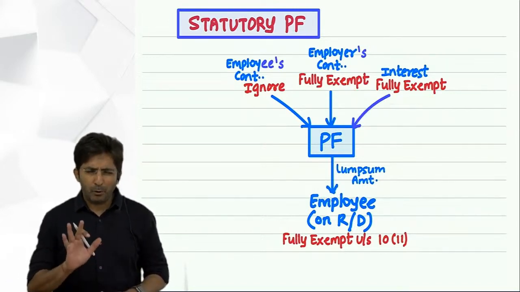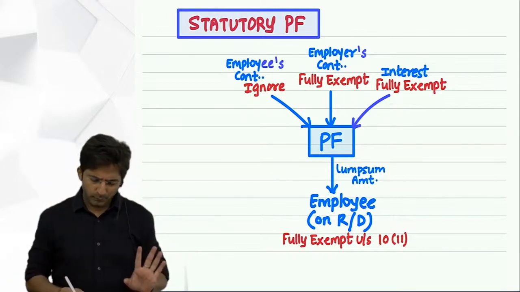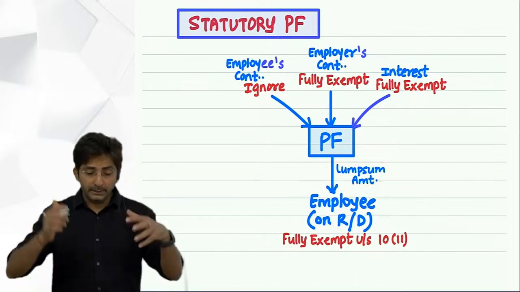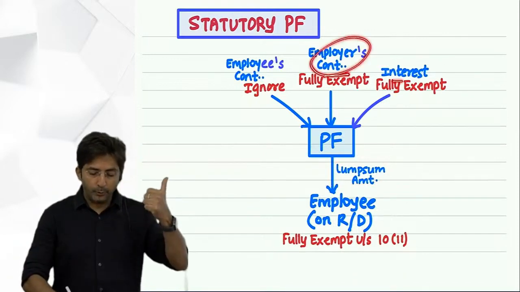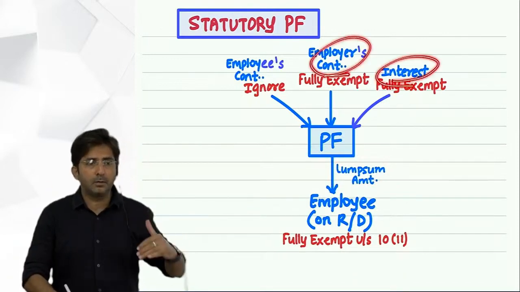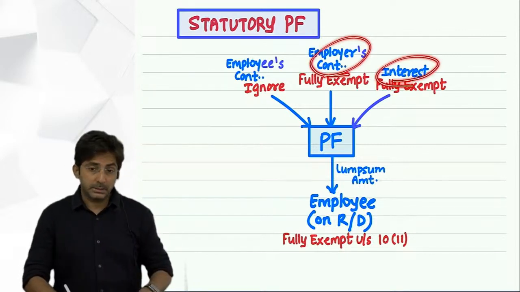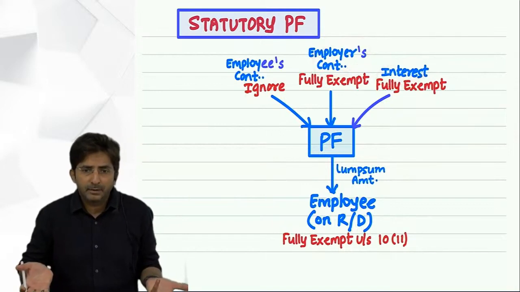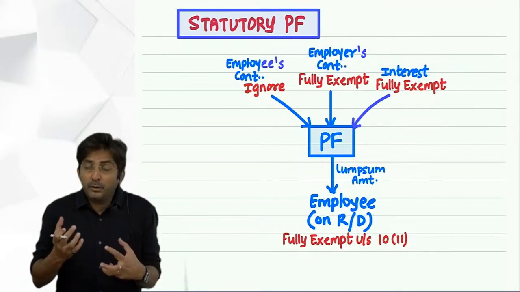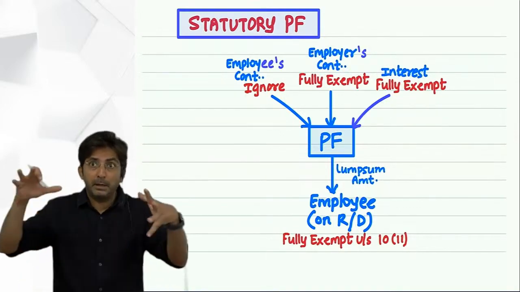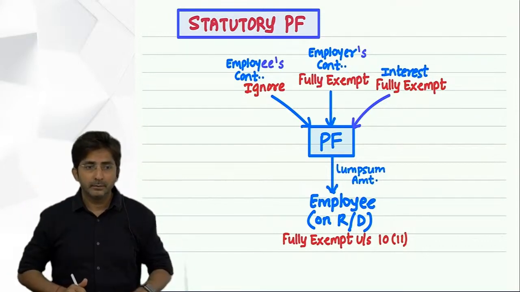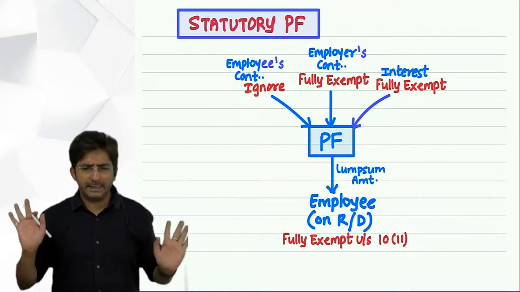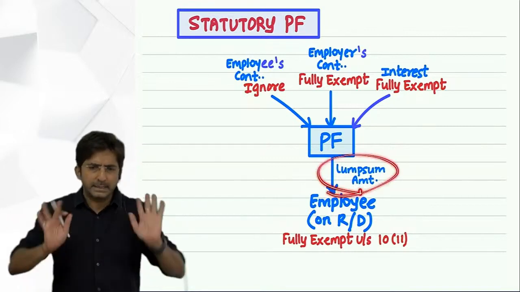But I would prefer not to write 10(11) everywhere. For the lump sum amount, we will write 10(11). And if during the service the employer is contributing, or interest is being deposited in your account, just write exempt. But still, if someone says, no sir, some section has to be there, you can say 10(11). But actually, I don't want you to get confused with multiple items under 10(11). You will get confused, so let's make a system. For SPF, we will say exempt, and for the lump sum amount, we will say 10(11).